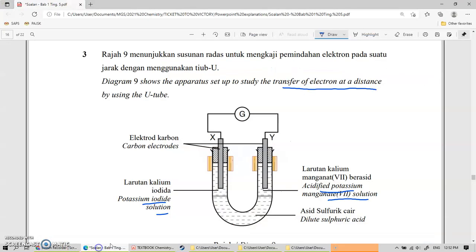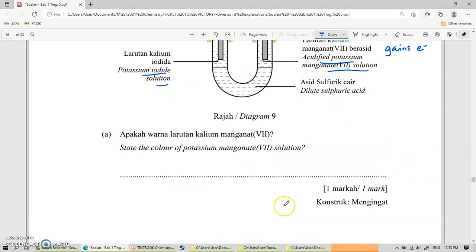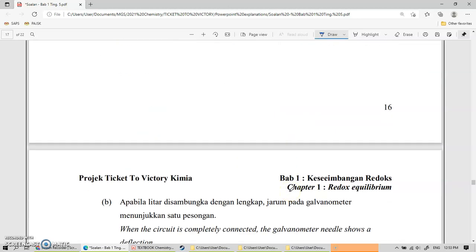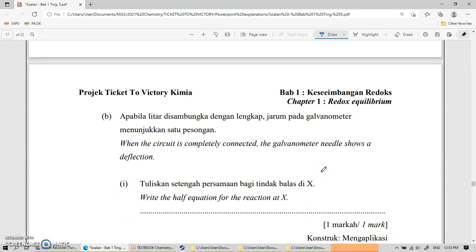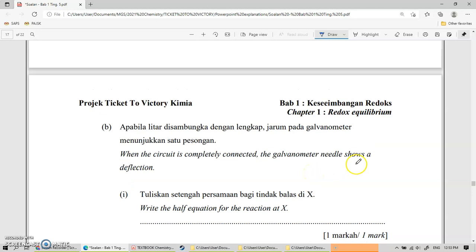After you memorize, you know that this acidified potassium manganate 7 solution is the oxidizing agent. Therefore, it goes through reduction, which means it gains electrons. Let's look at the question now. What's the color of potassium manganate 7 solution? If you see it often enough, you will know that it is purple in color. After the reaction, it turns colorless. They didn't ask for the color change, so you just write down the color of the potassium manganate 7 solution.